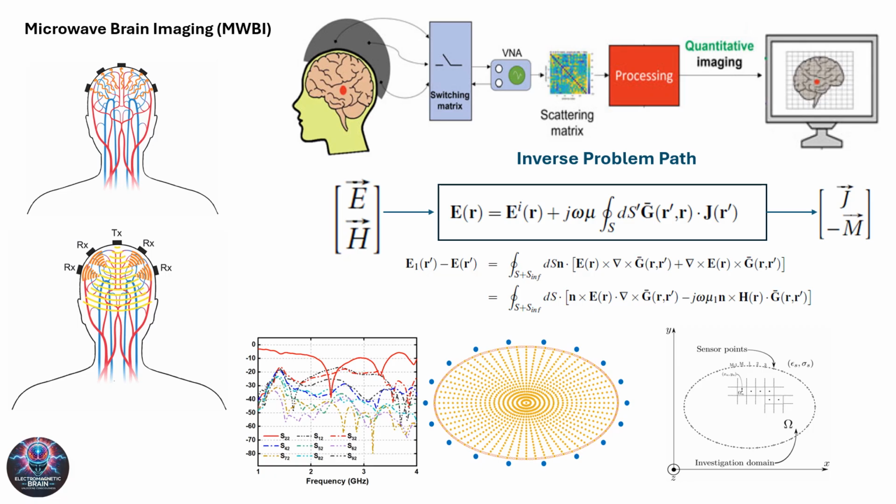The inverse problem path, shown in the central flowchart, highlights the complex computations required for quantitative imaging. Scattering matrices, measured by vector network analyzers, are processed to reconstruct detailed images demonstrated on the right. Finally, the frequency response graph on the bottom left shows how microwave systems operate across a range of frequencies to enhance detection accuracy. These advancements enable MWBI to detect conductivity and temperature changes as deep as 5 cm within brain phantoms, making it a powerful diagnostic tool.